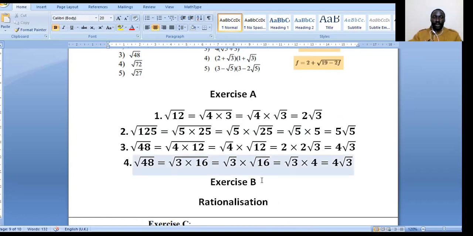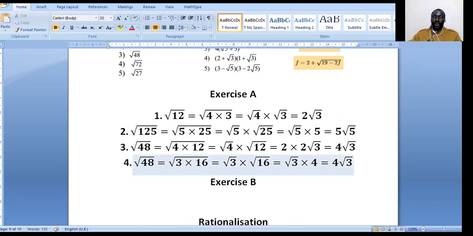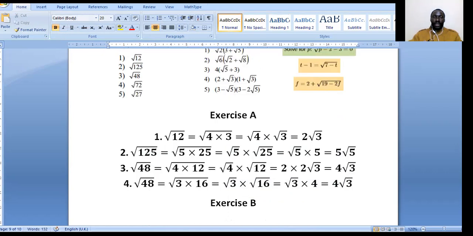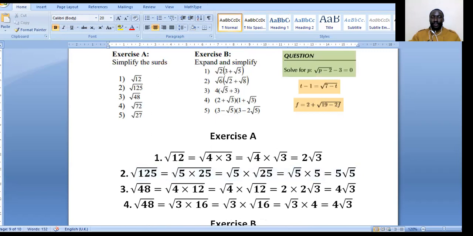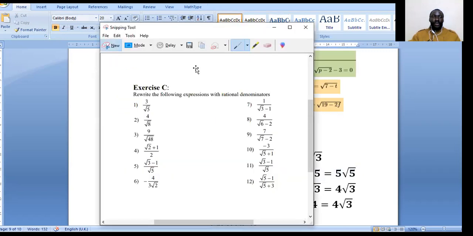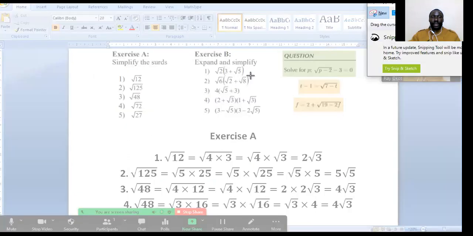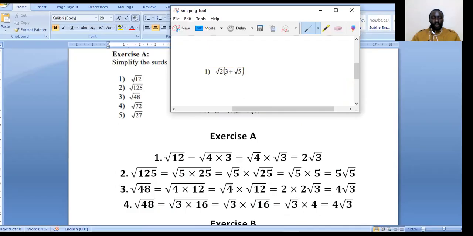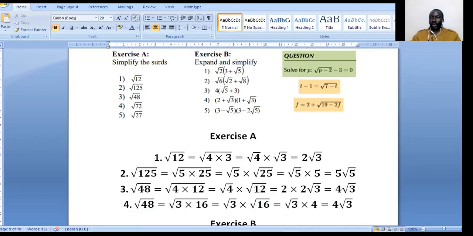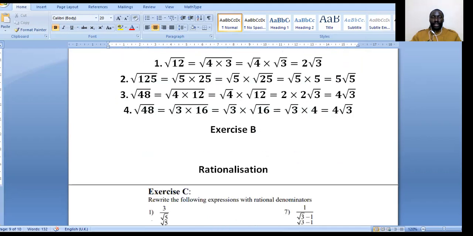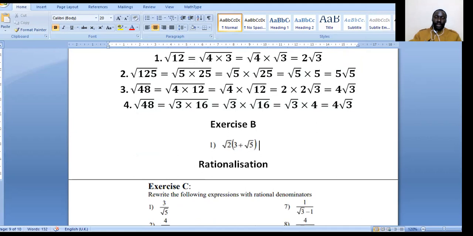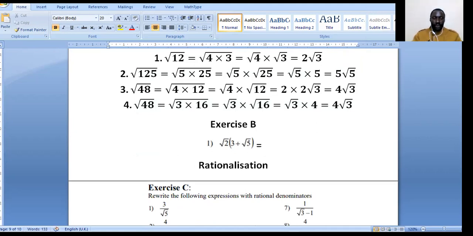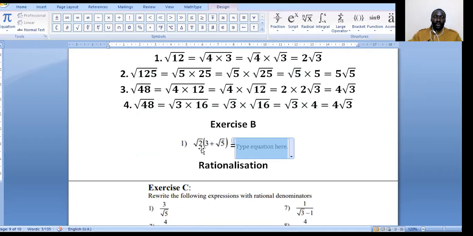So for exercise B, what do we have? Let's copy the question right away. Snip it up. There we go. This is what we have. So this is the question we have to handle, the first question in exercise B. So what will this be equal to? Well, we will have to multiply the square root of 2 times 3, which is going to be 3 square root 2.